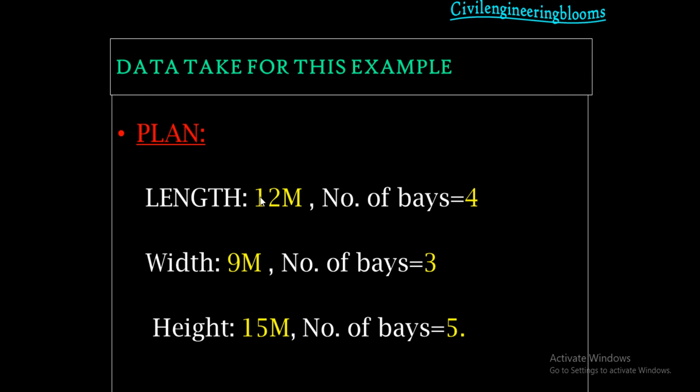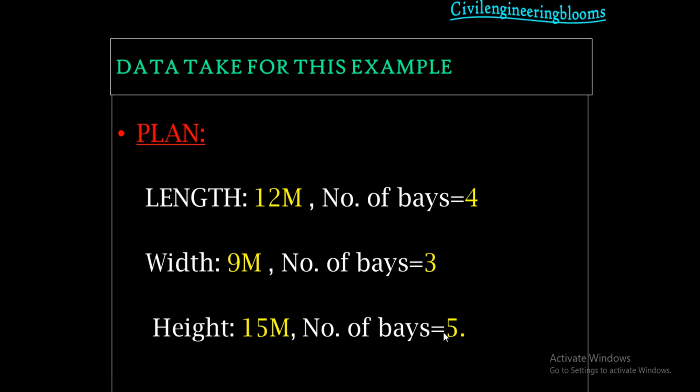I have taken the length of the structure as 12 meters, divided into 4 bays. Number of divisions is 4. Similarly, for width it is 9 meters and the number of divisions or bays is 3. And for height it is 15 meters and the number of bays is 5.